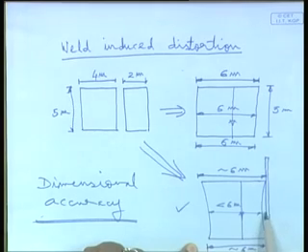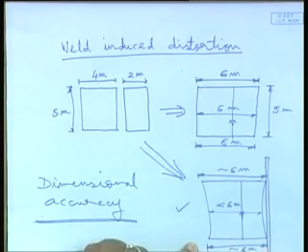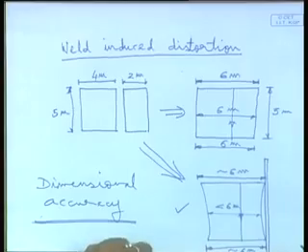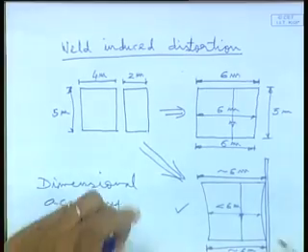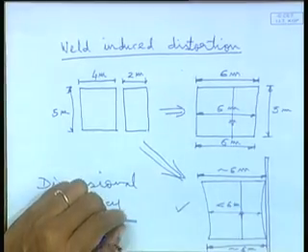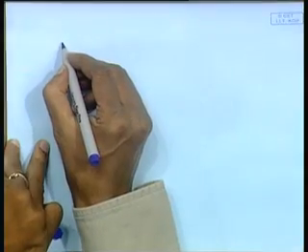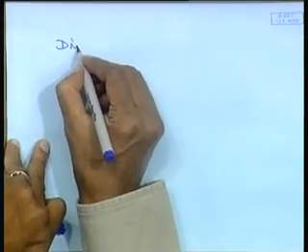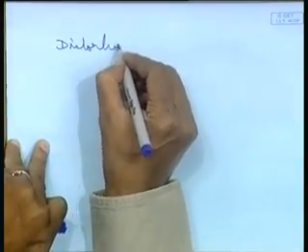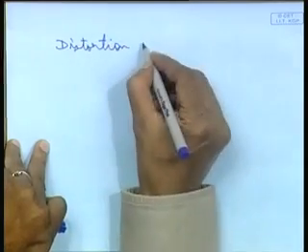So how do I weld it? The gap is too much here, right? So this gives you a problem, dimensional inaccuracy. These are actually results of so-called weld-induced distortion. So if we look into the distortion mechanism, why does it take place? Distortion mechanism, how it takes place.